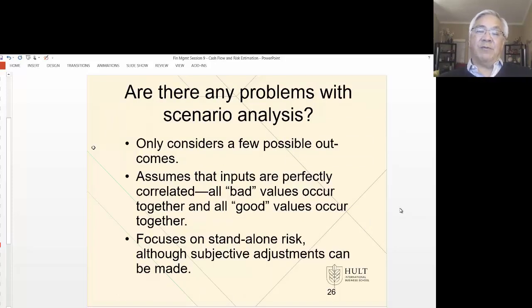So are there any problems with scenario analysis? Well, of course, it considers only, in this case, 3 outcomes. There could be many more. Also, it assumes correlation, that all bad things happen at the same time or all good things happen together. That may or may not be true. So there might be some interaction that we're missing. And finally, it's still standalone. It doesn't look at other things that may occur outside of these particular variables.